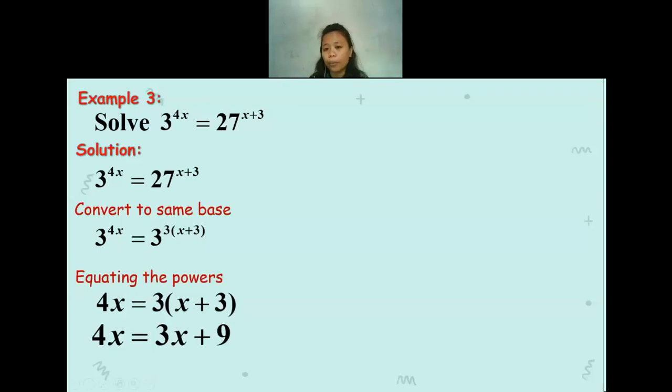So now we can simplify them by doing a rainbow. We can finish it by doing a rainbow. 3 times x is equal to 3x. 3 times 3 is equal to 9. That's why we have 4x is equal to 3x + 9.